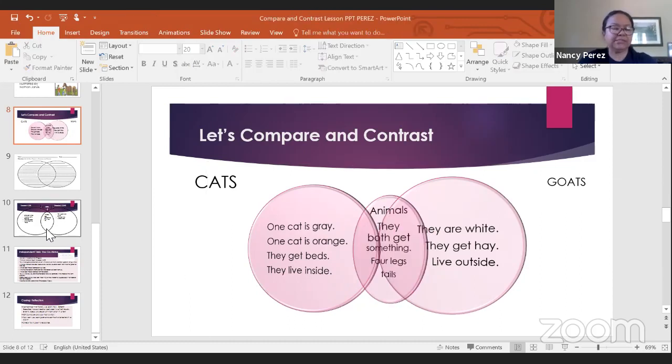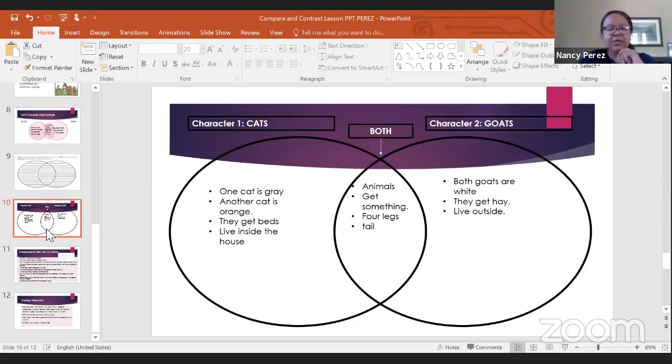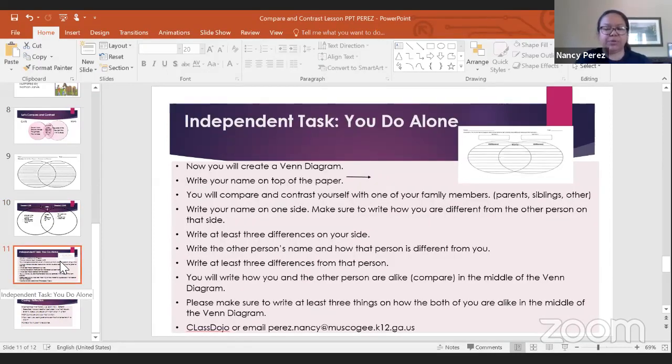So this is what Ms. Perez wrote. One cat is gray, another cat is orange. They get beds. They live inside a house. The goats are both white. They get hay and they live outside. How are they the same? They both are animals. They get something and have 4 legs. So this is what you're going to be doing.